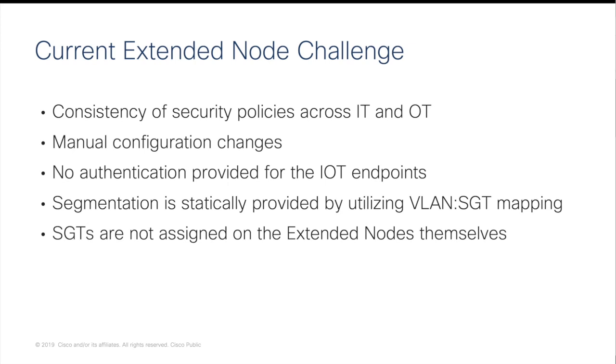And the VLANs are presented to the fabric edge nodes via a connected trunk, and segmentation is statically provided by utilizing VLAN to SGT mapping via the IP pool to group assignment in Cisco DNA Center. And SGTs are not assigned on the extended nodes themselves, so east-west traffic on an individual node is not enforced.